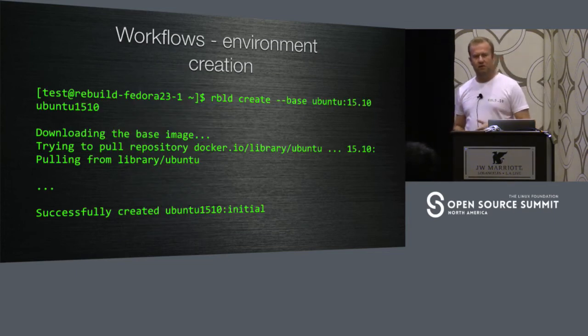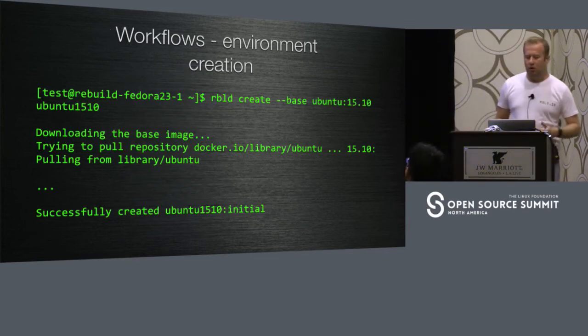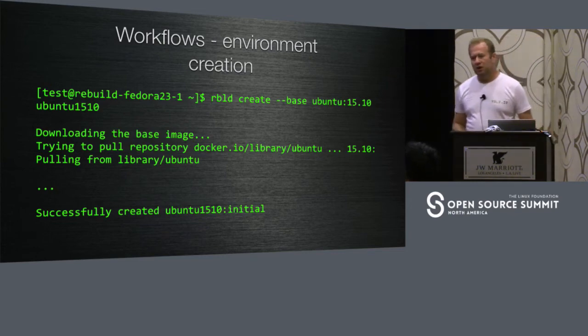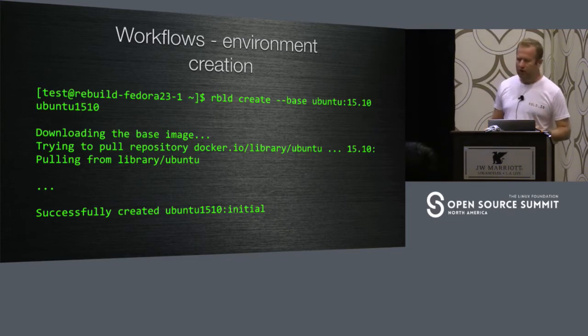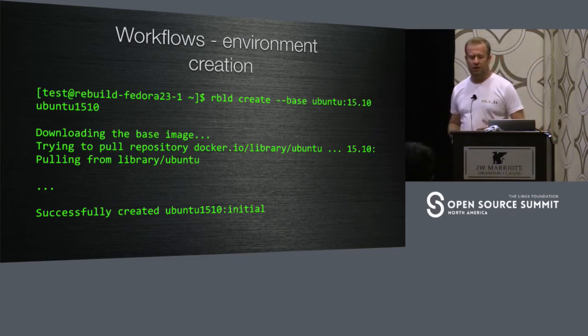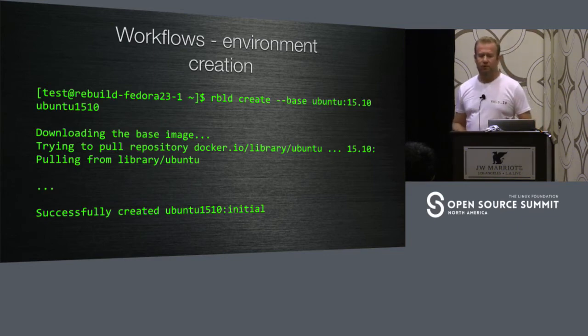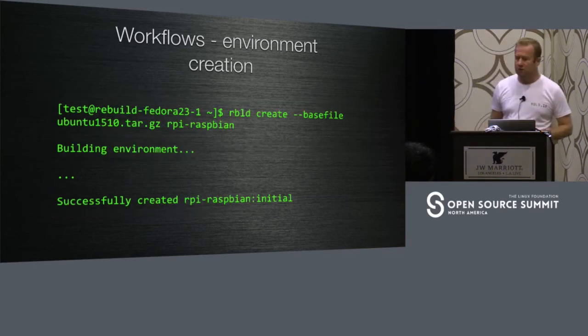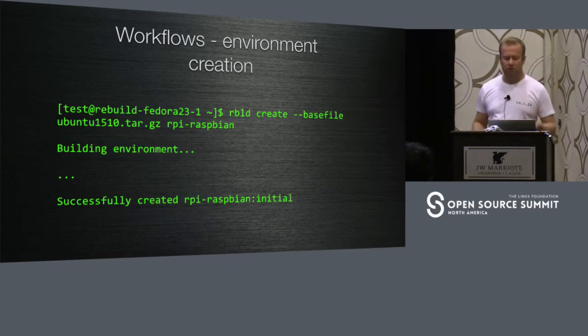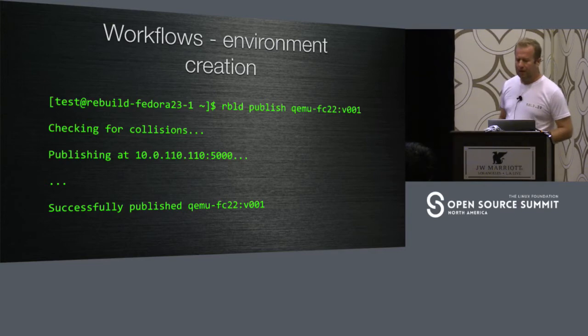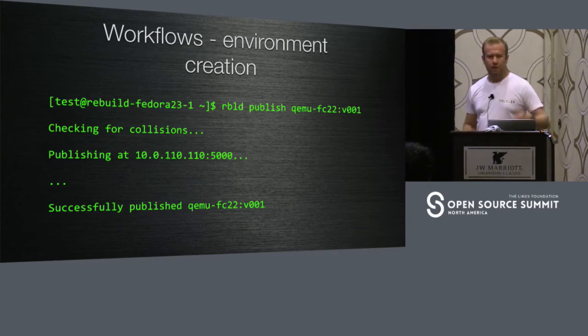And there are two ways that you can create your environment. One is you can use the base image that is located in your environment repository, or on the Docker Hub, so you can use the public, official container image that is published there for one of the distros. And another way is to use the file system and to create the environment from scratch. And then after you commit it, you can publish it into the repository.